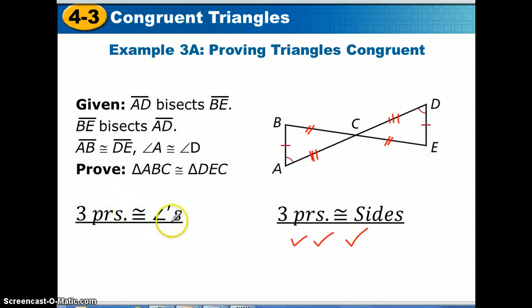We have three pairs of congruent angles to talk about as well. We have angle A and D that are given as congruent, and we need to show two other pairs. Well, remember, vertical angles will be congruent.